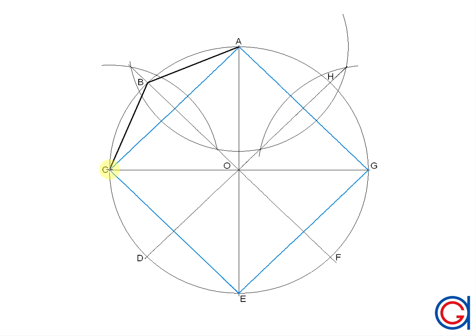So A to B, B to C, C to D, D to E, E to F, F to G, G to H, until finally we complete our octagon, H to A.